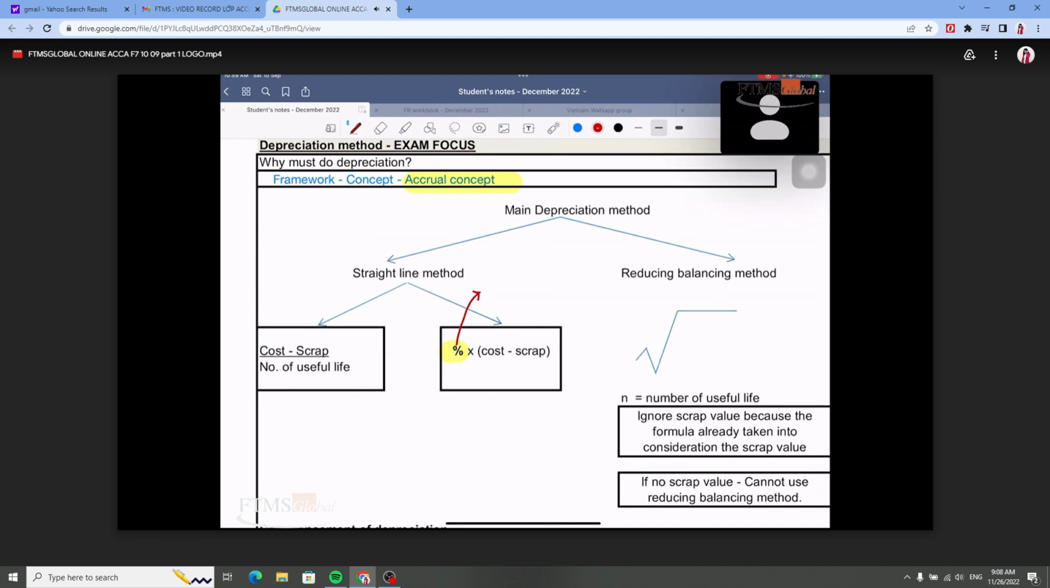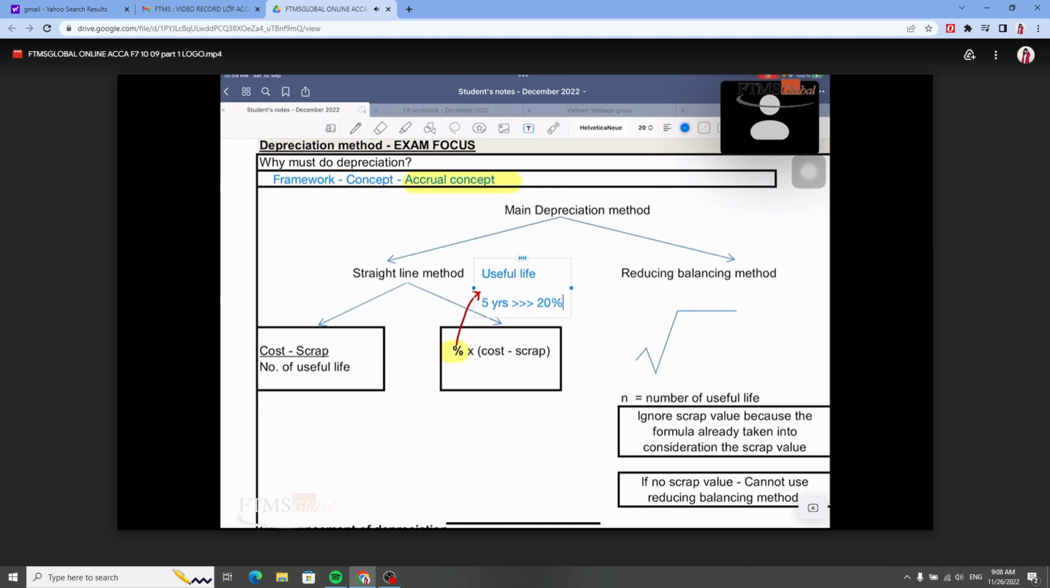Now I tell you, this percentage actually depends on your useful life. For example, if my useful life is 5 years, then this percentage is 1 divided by 5, which is 20%. Understand? If your useful life is 10 years, then that will be 10%. If your useful life is 4 years, then that will be 25%, and so on and so forth. Everybody knows this one, straight line.